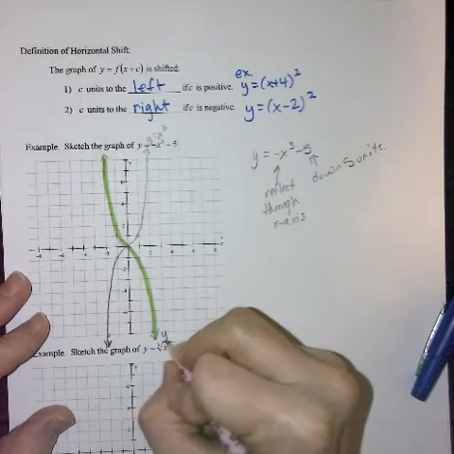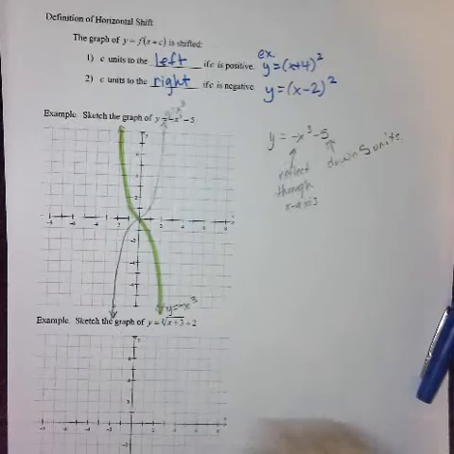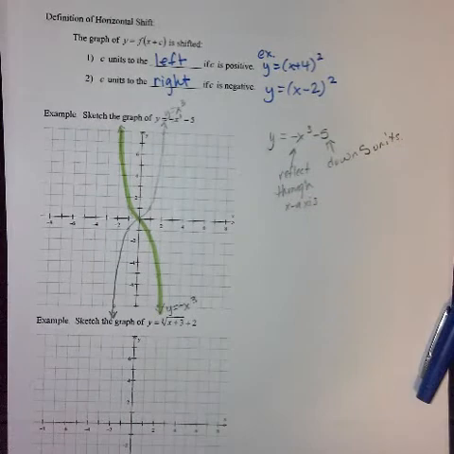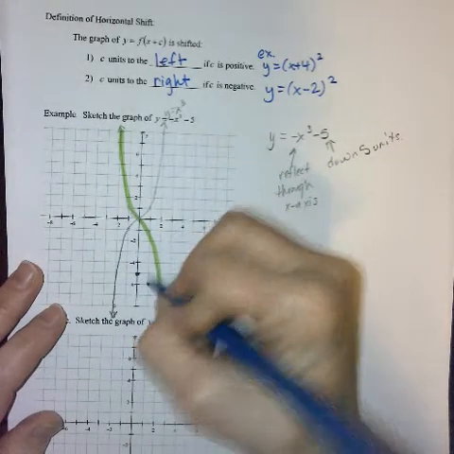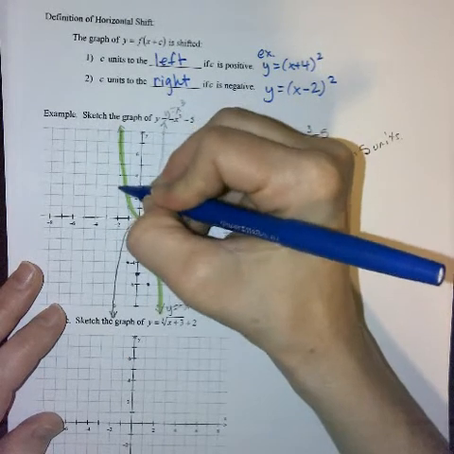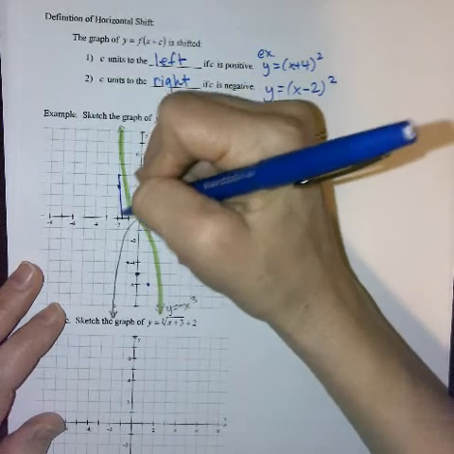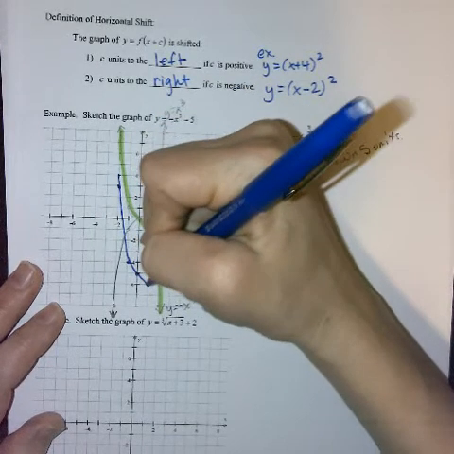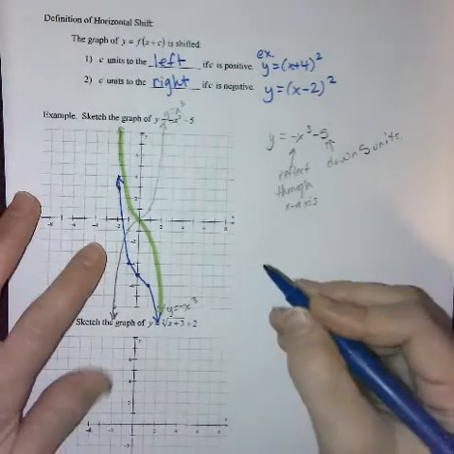And then for the final answer, we're going to shift that down 5. So down 5, down 5, down 5, 2, 3, 4, 5. This one's, of course, going to be off the graph, so I'm not going to put that point on. But we can still basically get the shape. So the blue graph is our final answer. That's our y equals negative x cubed minus 5.